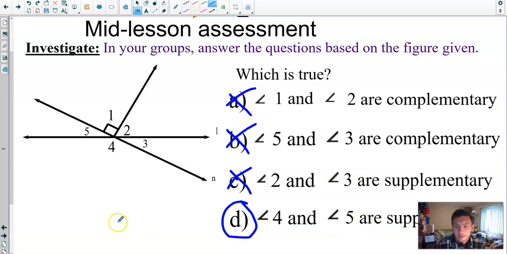4 and 5 are supplementary. So I can see that angle 5 goes from here to here. Angle 4 goes from here to here. Ooh, a nice semicircle where the bottom of those angles, the bottom of the semicircle, makes a perfectly straight line. They add up to 180, supplementary.